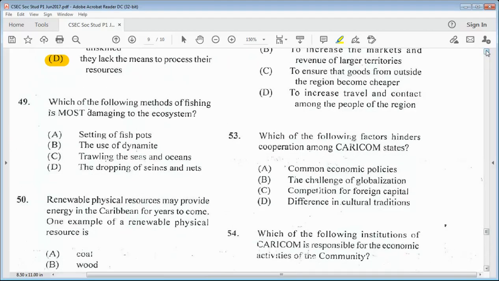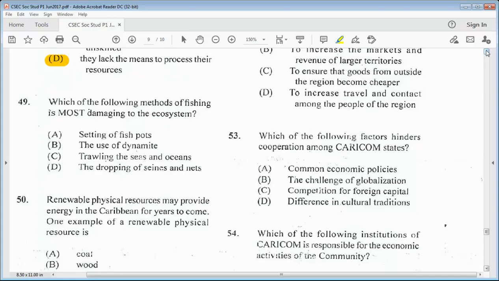49. Which of the following methods of fishing is most damaging to the ecosystem? A. Setting of fish pots. B. The use of dynamite. C. Trawling the seas and oceans. D. The dropping of seines and nets. The setting of fish pots would be out. That's not most damaging to the ecosystem. B. The use of dynamite. Yes, that could be damaging.